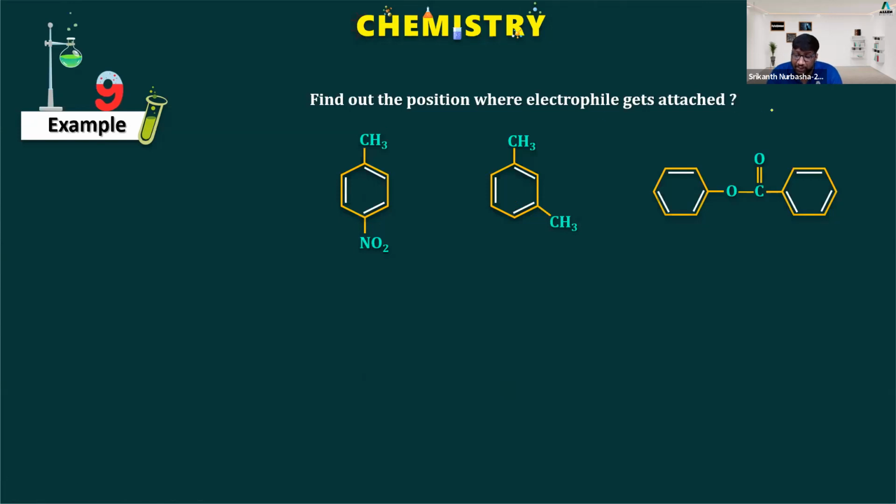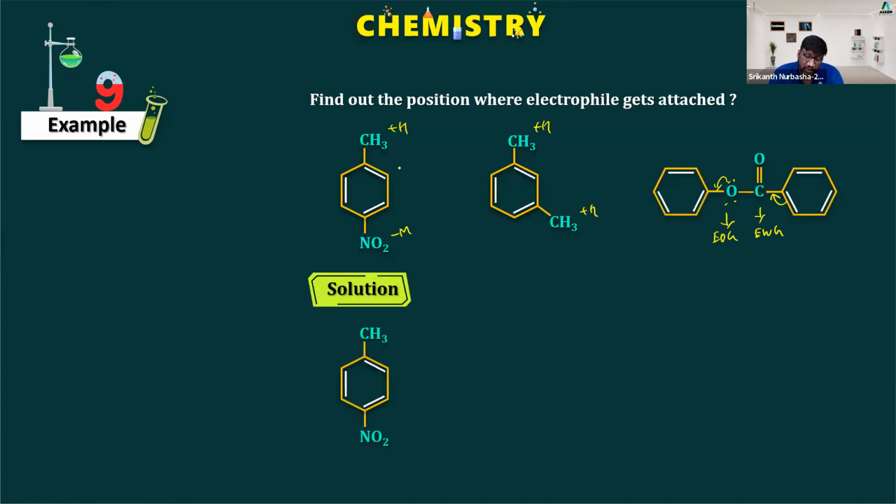Find out the position where the electrophile gets attached. CH3, NO2. CH3 is plus H, NO2 is minus M. CH3 plus H, here also plus H. The lone pair of electrons on oxygen is electron donating, whereas the C double bond is electron withdrawing. It is an electron donating group. It is an electron withdrawing group. Look at the position now. It doesn't matter how strong or how weak the electron donating group is. The electrophile gets substituted always with respect to the electron donating group only. So with respect to CH3 only, electron density is increased at ortho and para. So para is already blocked by NO2. So the ortho position gets substituted.